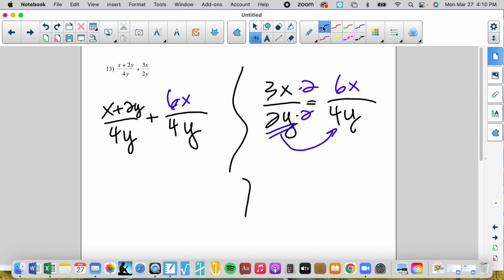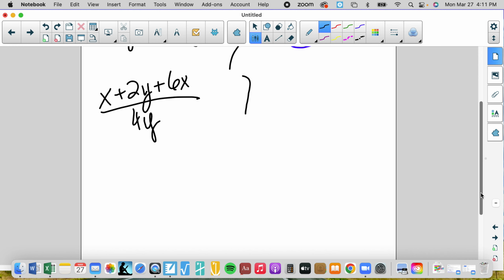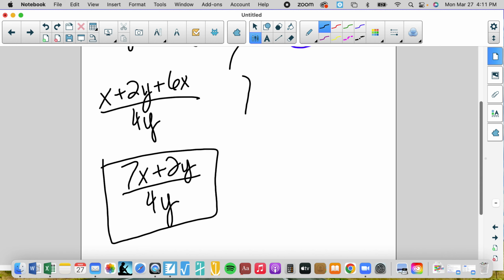So I have like denominators. Let's combine their numerators. We have x plus 2y plus 6x all over 4y. x and 6x makes 7x plus 2y over 4y. I can't cancel the y's. I can't cancel the 4 and the 2 because there's nothing I can factor out of the numerator to turn it from addition and subtraction into multiplication. So that's my final answer.